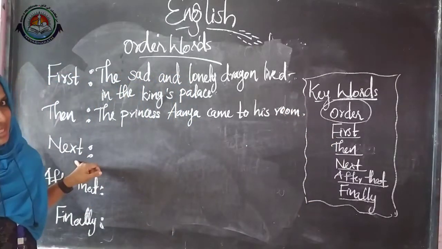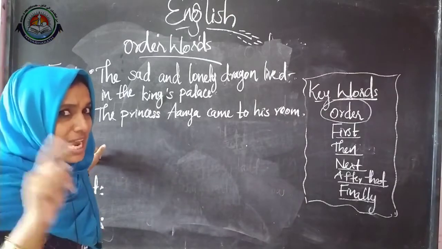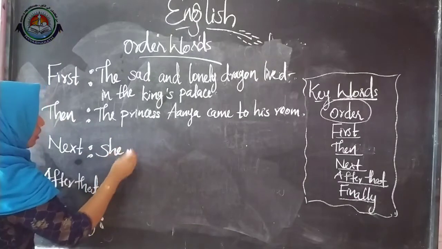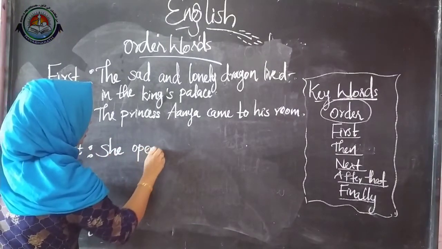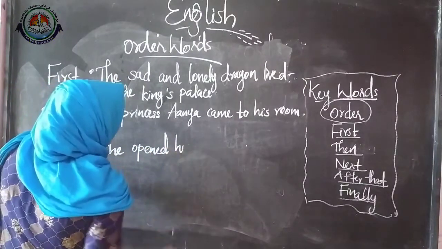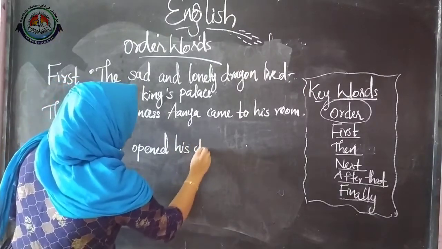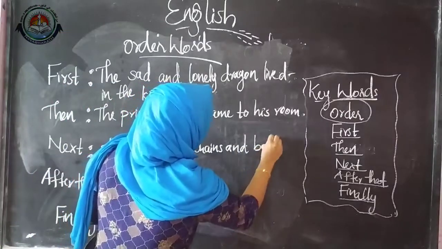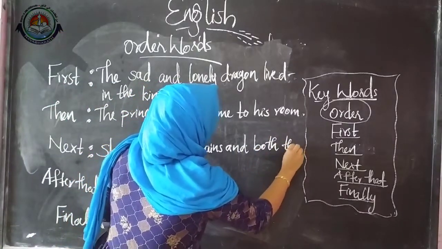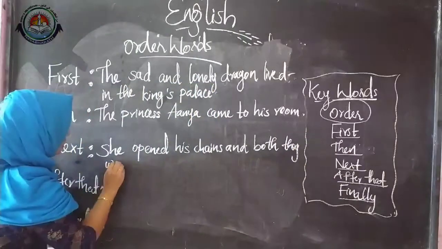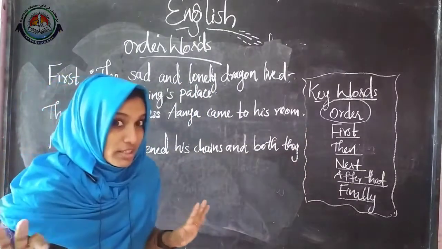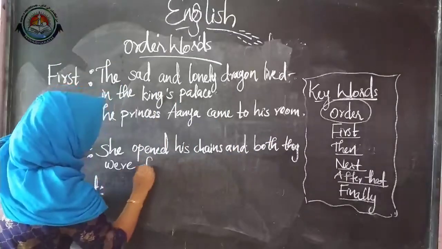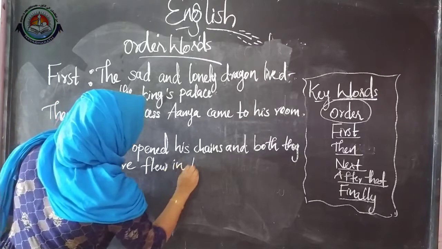Then next, yes, she did something, no? She helped the dragon. How? Yes, she opened his chains. She opened his chains and both of them were flying in the sky, right? Both of them flew in the sky.